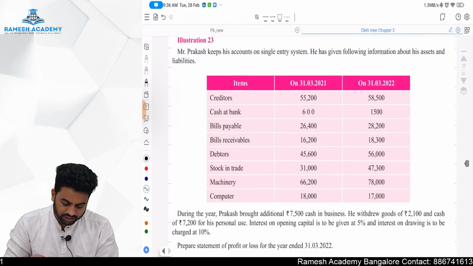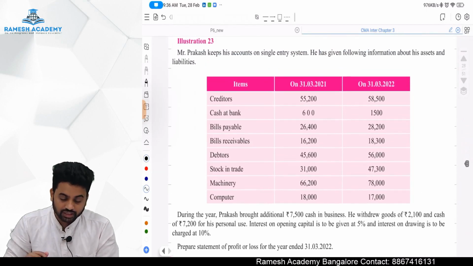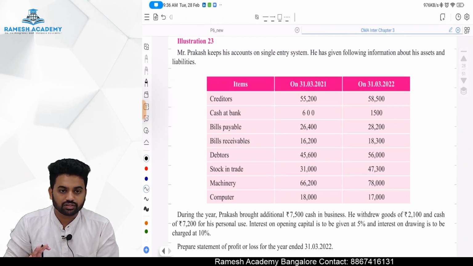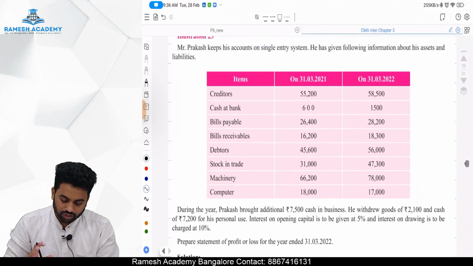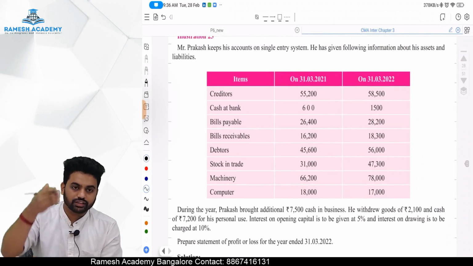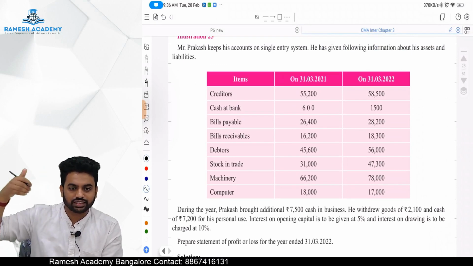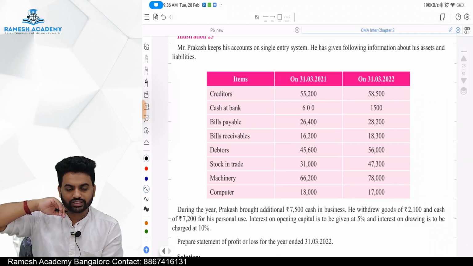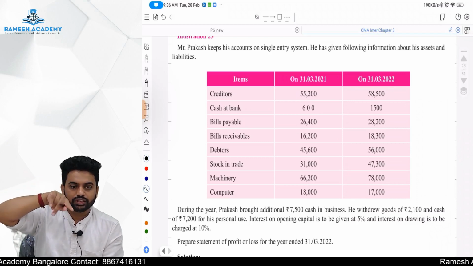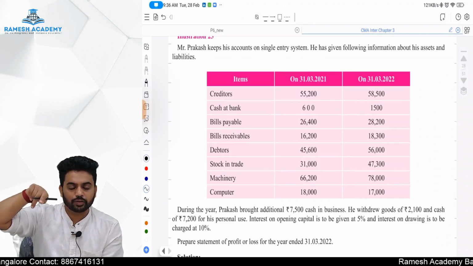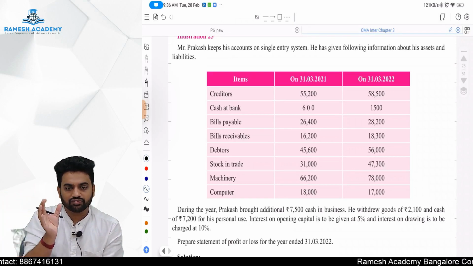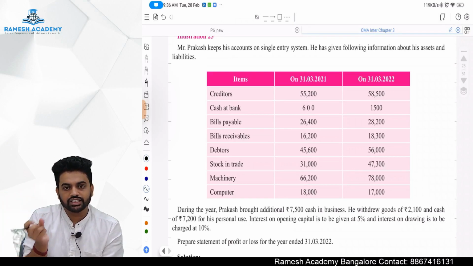In the first illustration, that is illustration number 23, they asked us to prepare a statement of profit or loss, right? So what we have done, we know the liability list, we know the asset list, asset minus liability. We got the closing capital, we got the opening capital, which means we got the difference. For that difference, we have adjusted the drawings, we have adjusted the additional capital introduced, we got a net profit for the period.